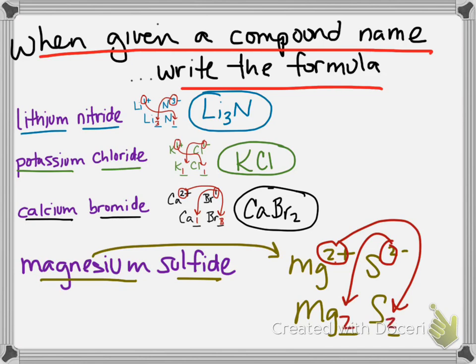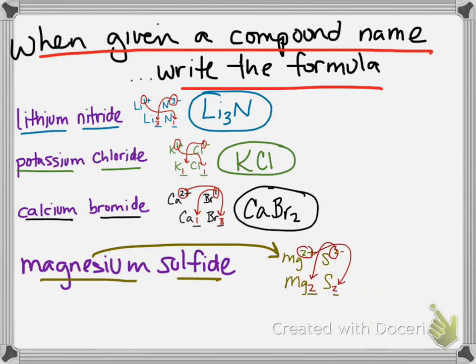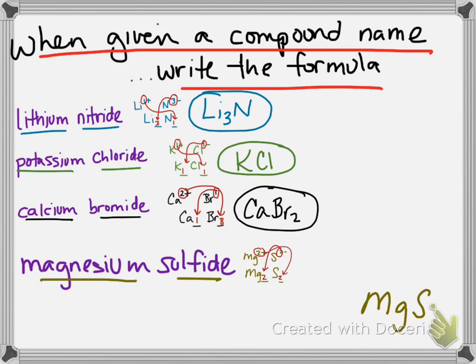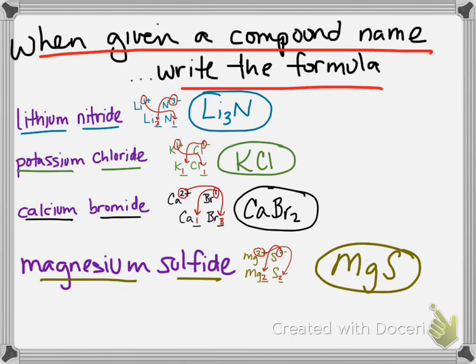Well, here's the nice thing. That allows me to actually simplify, and I can cancel those out. We always want to reduce these if we can. So what I'm going to end up with is just MgS, because the lowest common denominator for 2 and 2 is 1. It's going to be a 1-to-1 arrangement here. 1 magnesium ion will balance out 1 sulfide ion. So MgS is the correct formula for magnesium sulfide.